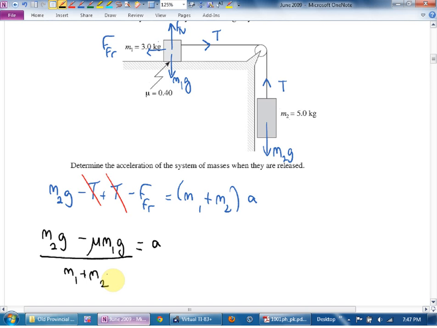Mu is 0.4. What are the units for mu, by the way? There aren't any. It's a unitless measurement. M1, 3, G 9.8, divided by both masses. Could you find that? Then we're not going to bother. I'm going to assume if you got that far, you could carefully type that in.